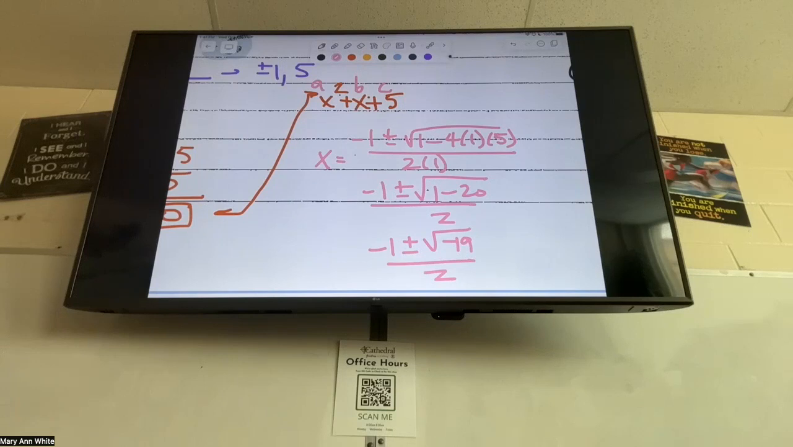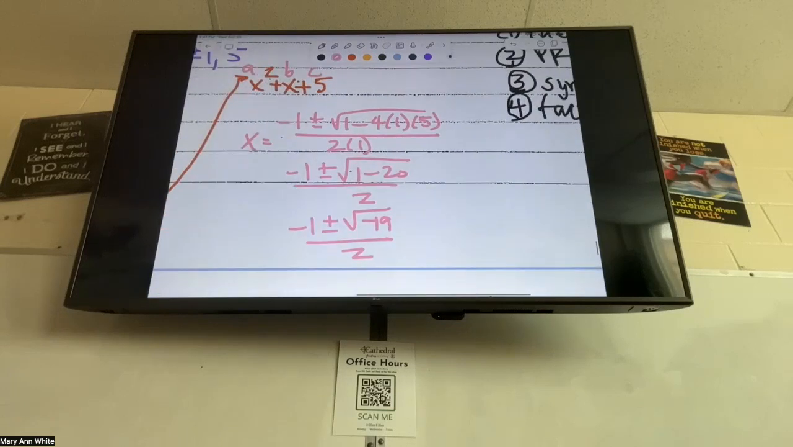All right, and then we know that negative under the radical means i. So I've got -1 plus or minus i root 19, and I cannot simplify root 19 anymore. I can't cancel that 2. I can't do anything. That looks ugly, but I actually like those answers better because I don't have to clean anything up. It's good as it is.